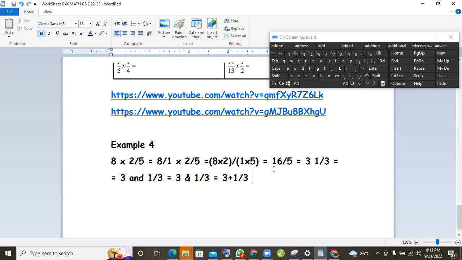Now, if we have to add 3 and a third, we're going to get back 16 over 5, because this is going to be 3 over 1. Okay? And now we have to get a common denominator, so we have to multiply by 3. We're going to get 16 over 5. If you want, we can even do it. So that will be 3 over 1 plus 1 over 3. Now we have to multiply this by 3 over 3.